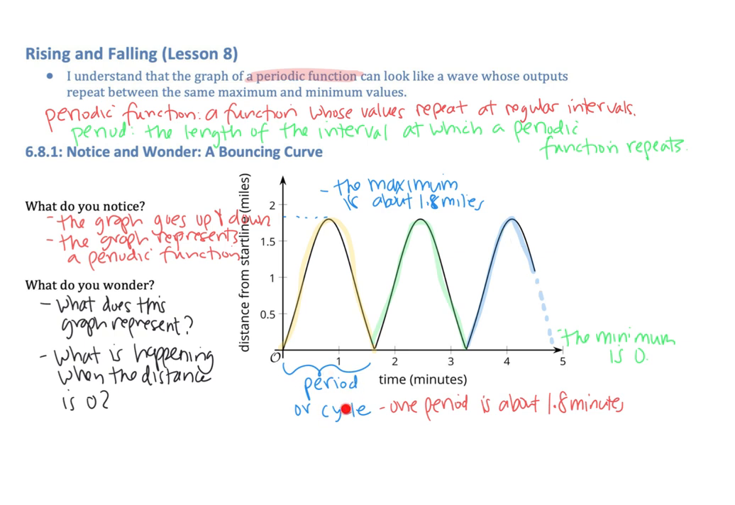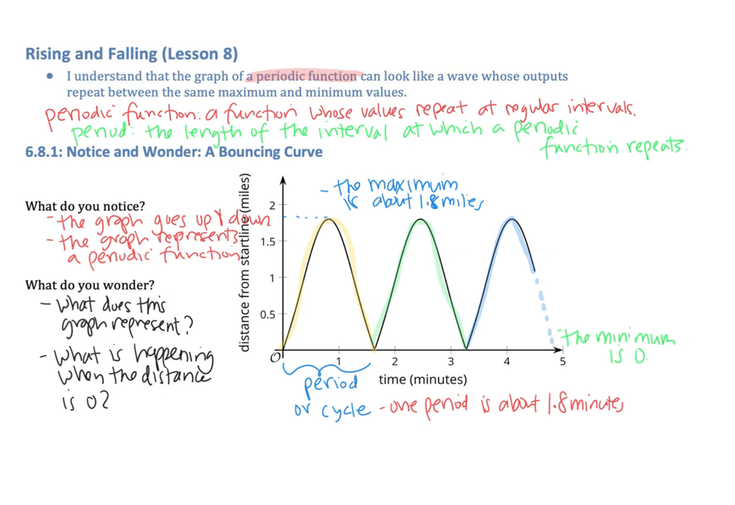So a period is also known as a cycle. Each cycle was about 1.8 minutes, right? It ended every 1.8 minutes. You can see if this had continued, but it didn't. So those are some things you might have noticed.